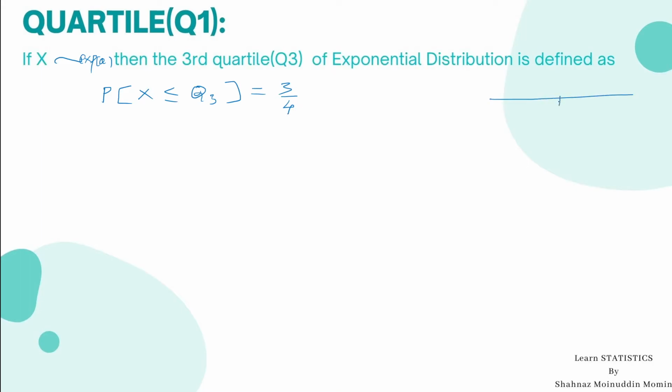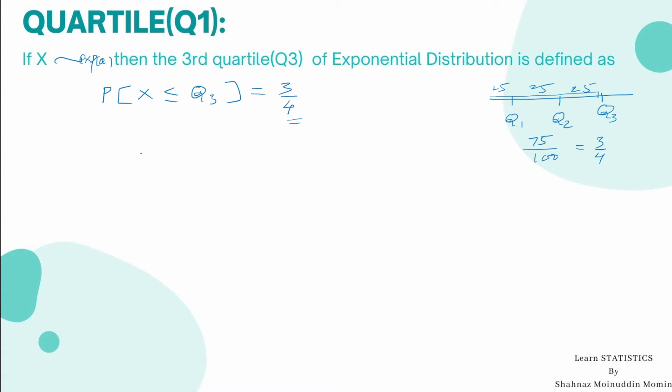Since 75% of the data is less than the third quartile Q3, all this data is less than Q3. So its probability is 75 by 100, which is 3 by 4. That's why I have written here probability x less than or equal to Q3 is 3 upon 4.